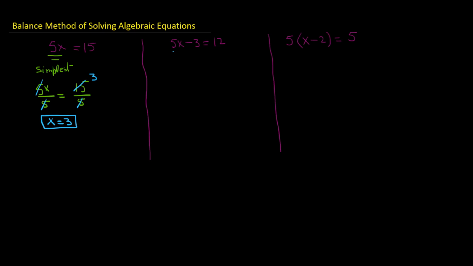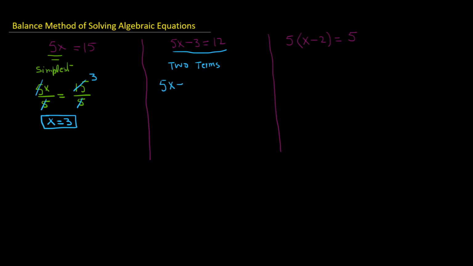The second example, so what should we do here? Should we remove this term minus 3 or should we remove this 5? What should we remove first? So when there are two terms, now these are two terms. One has x, one does not have an x. So when there are two terms, you want to get rid of the second term which does not have x.